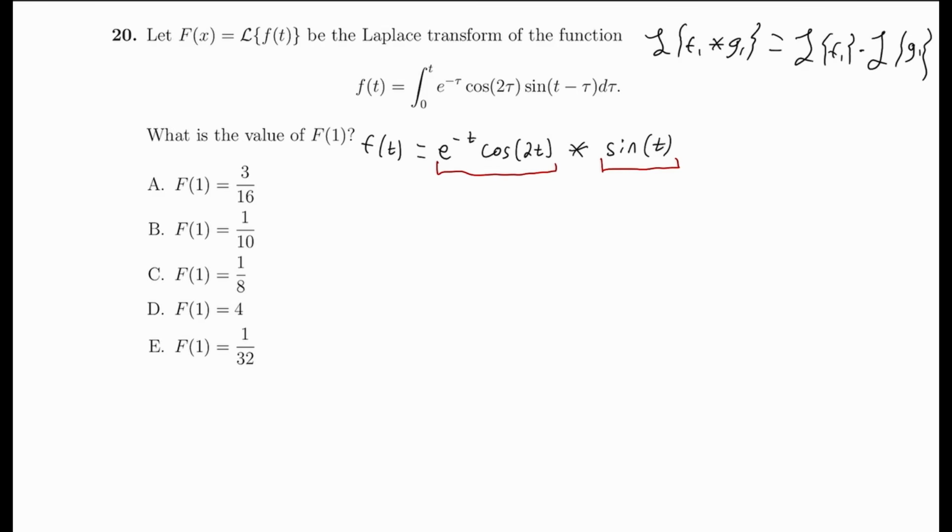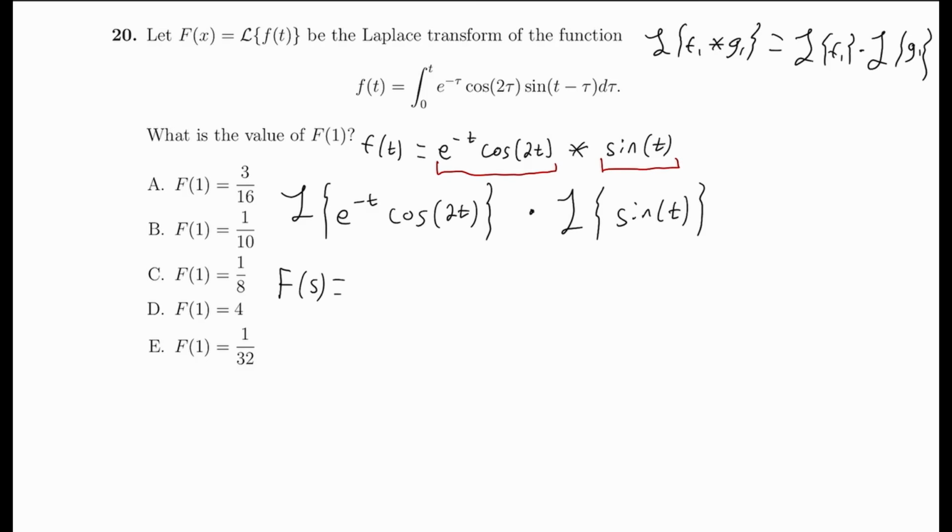We see here that in order to take the Laplace transform of all of this, we can separate it into the Laplace transform of f1 and the Laplace transform of g1 and multiply those. So we will do the Laplace transform of e to the negative t cosine 2t times the transform of sine of t. And now this will get us big F of s is equal to, go to our Laplace transforms table and find one of this form, e to the negative t cosine 2t. That's going to match number 10 on the table.